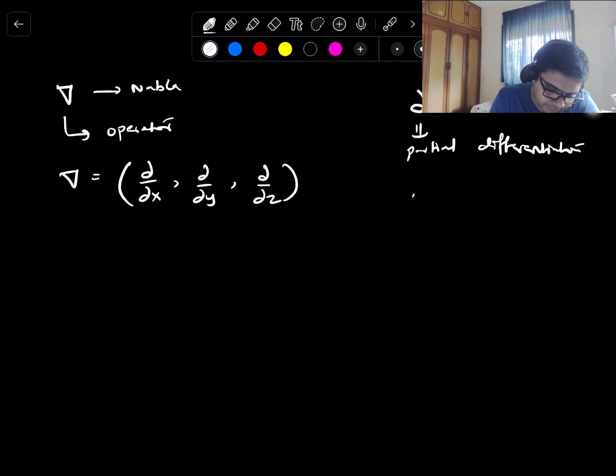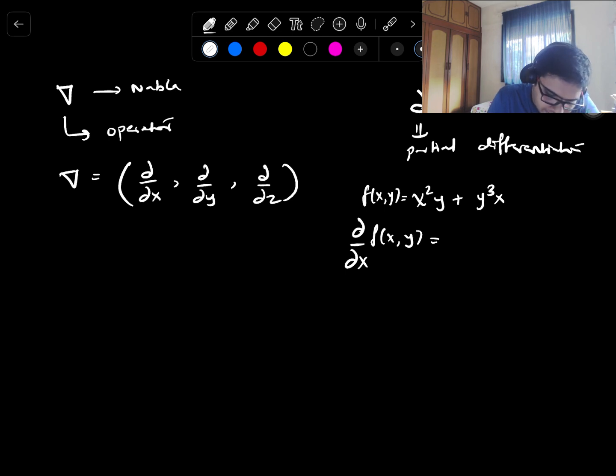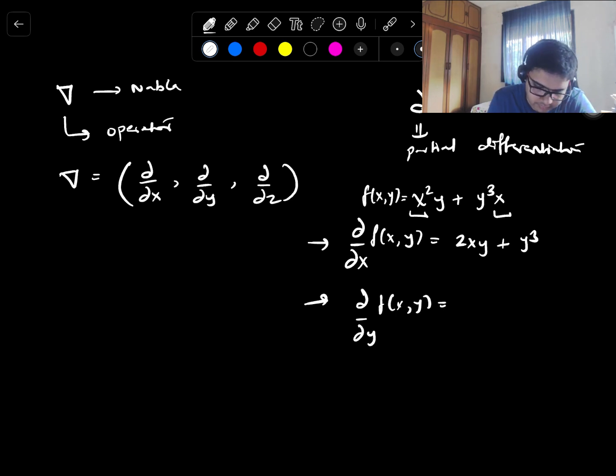For example, if I have the function f of x comma y as x square y plus y cube x, and I have to find the partial derivative with respect to x, dou by dou x of f of xy, I differentiate with respect to x. So we get 2xy plus y cube. One more time, with respect to y, we get x square plus 3y square x. I think this makes the notion of partial derivatives clear.